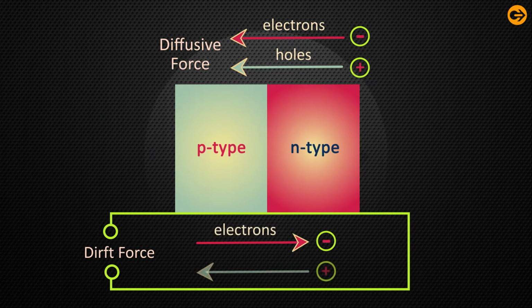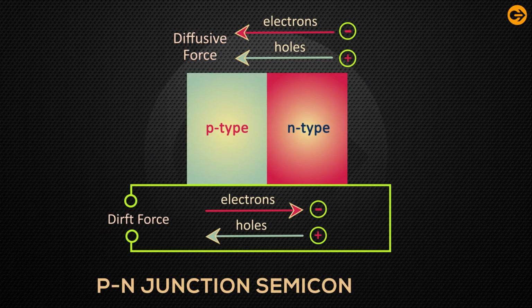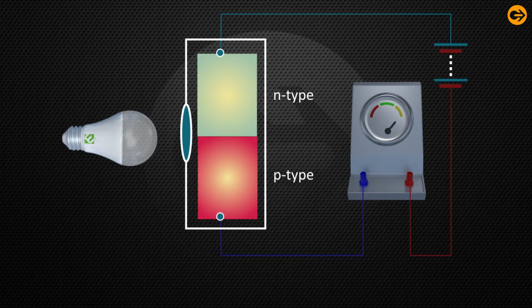A photodiode is also a PN junction semiconductor made of P type and N type extrinsic semiconductor material, and it is specially designed to operate in reverse bias. When the device is illuminated, the current varies linearly with the light flux.